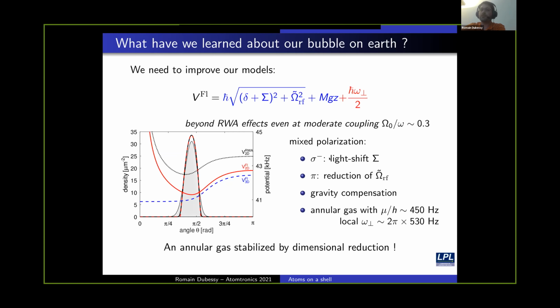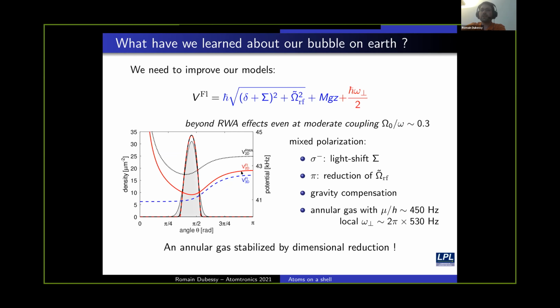And precisely, there is now a sigma minus term. So even if at the bottom the polarization is perfectly circular, on the side of the bubble there is now a sigma minus term that induces a light shift in the detuning. And there is also a parallel component, pi, that amounts to a reduction of the Rabi coupling.